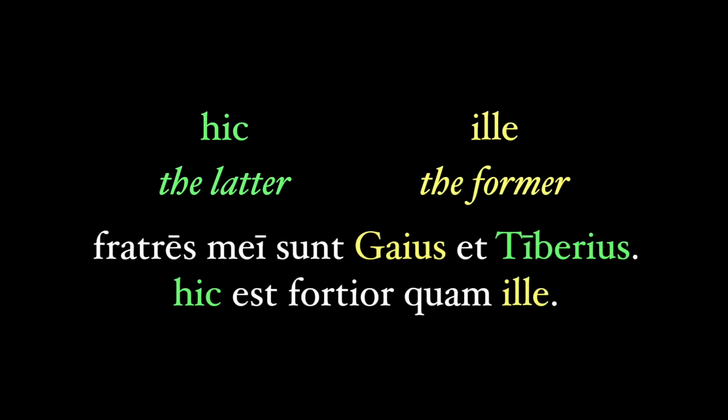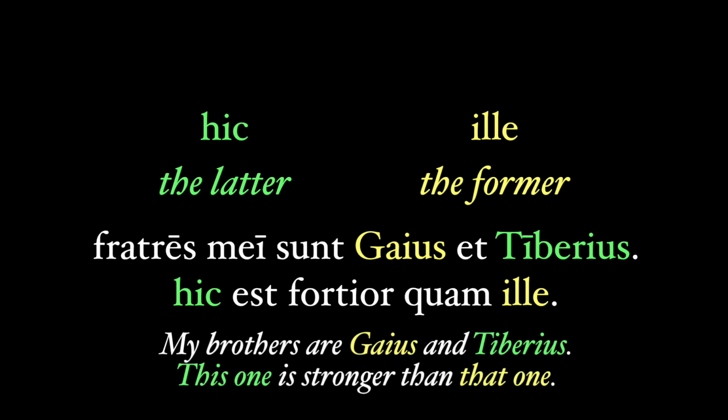Hic can also be used to show what is nearer in the actual sentence, often paired with a form of ille, which means that, to show what's farther away. So something like fratres mei sunt Gaius et Tiberius. Hic est fortior quam ille. My brothers are Gaius and Tiberius. This one, referring to the latter one, Tiberius, the one that is closer in the actual sentence, is stronger than that one, referring to the former one, Gaius, the one that is farther away in the sentence.